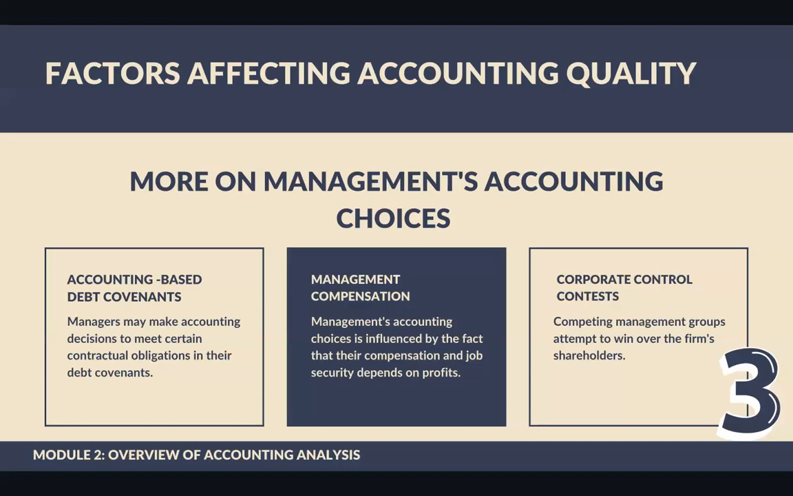So the managers of firms that are close to violating debt covenants have an incentive to select accounting policies and estimates to reduce the probability of covenant violation. This is one of the biggest driving forces in how the management chooses its accounting policies and procedures.